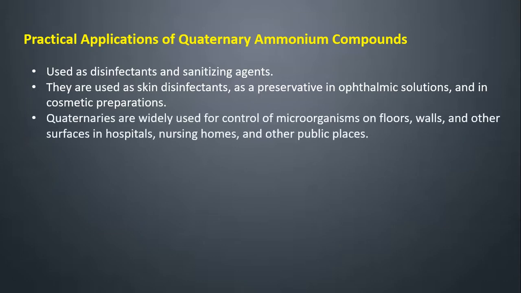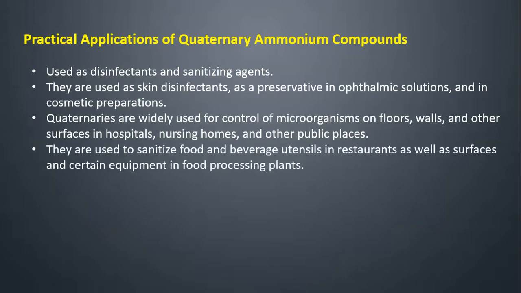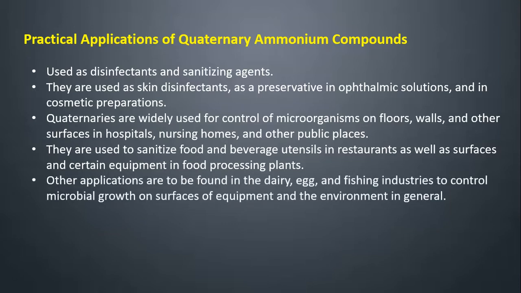Quaternaries are widely used for control of microorganisms on floors, walls, and other surfaces in hospitals, nursing homes, and other public places. They are used to sanitize food and beverage utensils in restaurants as well as surfaces and certain equipment in food processing plants. Other applications are to be found in the dairy, egg, and fishing industries to control microbial growth on surfaces of equipment and the environment in general.